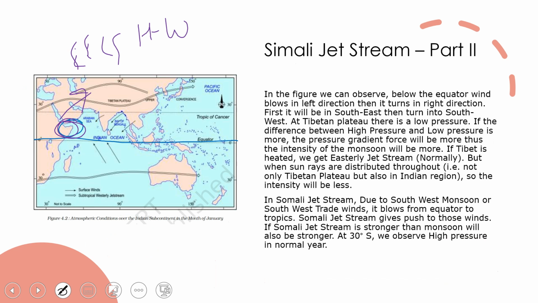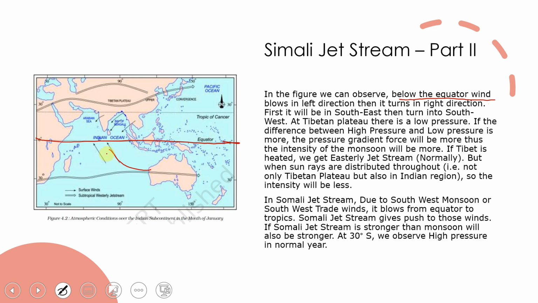Okay, so this is explained here: in the figure we can observe that below the equator the wind is in the left direction, then it turns in the right direction. See, this is what is in that. Below the equator, we know the southeast trade wind will be there. Here the wind will be like that, and here the wind will be like that.